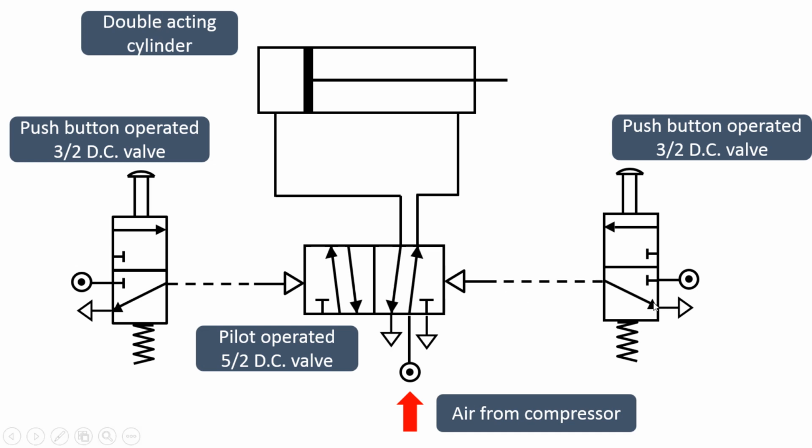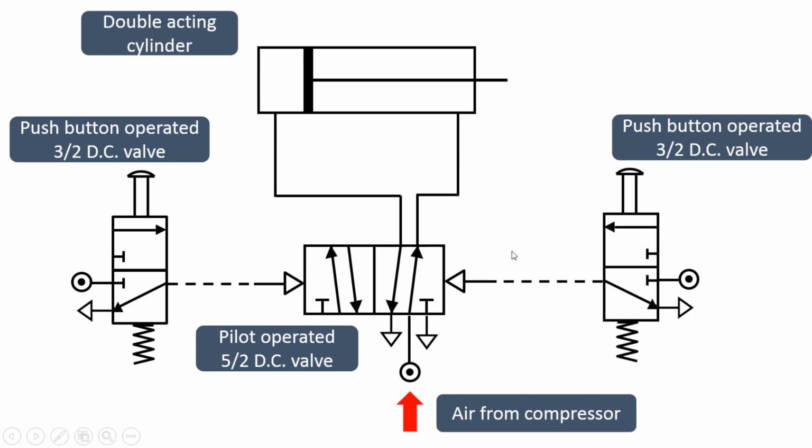Now, when this push button is momentarily operated, then the top position will get adjusted over here, and from the source we will get the flow of air through this pilot line, and then we will obtain this position over here. Now this is the source, that is, the air from the compressor will enter over here, then from this side it will enter on the rod end of the cylinder and will cause the return stroke, and the air from the other side will go to the atmosphere.